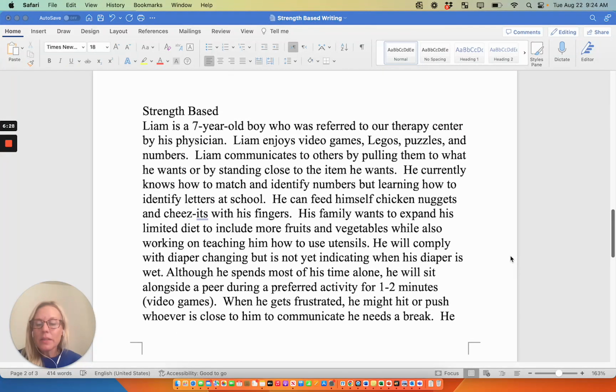So thinking about the difference in those two, when I read the second one, I know for my first session with him, or the assistant who's going to see him, or whoever, I make sure I have those things that he likes, those Legos, those puzzles, those numbers. I know now, if we're going to work on feeding, I know where to start. If we're going to work on social skills, I know where to start. Okay, so this just gives us a little better idea on what he can do to build on, versus just focusing on deficits.